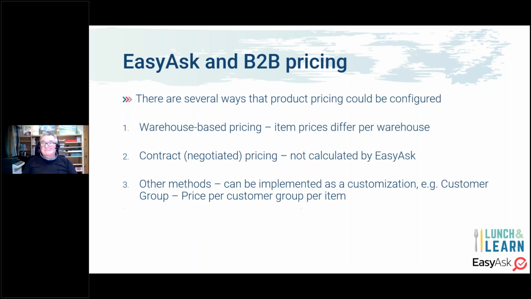Similarly, on the pricing side, there's lots of ways that product pricing could be configured. So, for example, warehouse-based pricing, where items may differ based on the warehouse they're in. Contract or negotiated pricing, typically held only by the ERP system, and usually dynamically accessed through the ERP. So that's not calculated by EasyAsk. But there are other methods that you might use. Could be things like customer group pricing. And again, we have the ability to implement those things if you've got the data, or we can get it out of the ERP system.